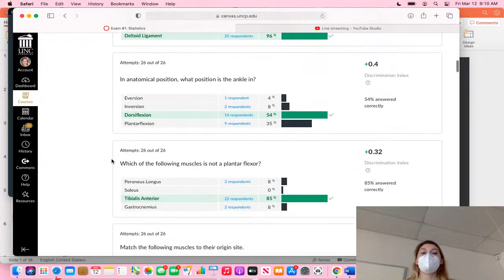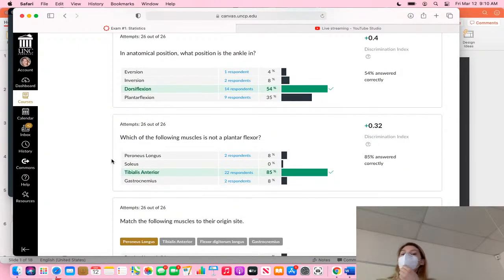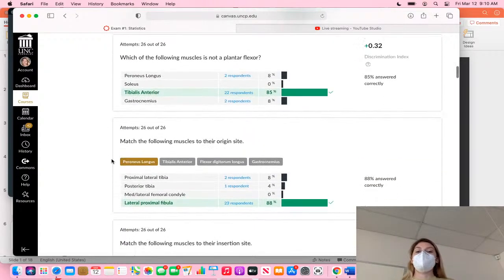Which of the following muscles is not a plantar flexor? We know that peroneus longus is a plantar flexor. Soleus and gastroc are the easiest two because they're posterior, and we know all posteriors are going to be plantar flexors. So even if you didn't know which one was right, you're going to know that anterior muscles aren't plantar flexors, so that one's the easiest. You can just pick without even having to really know what it does.